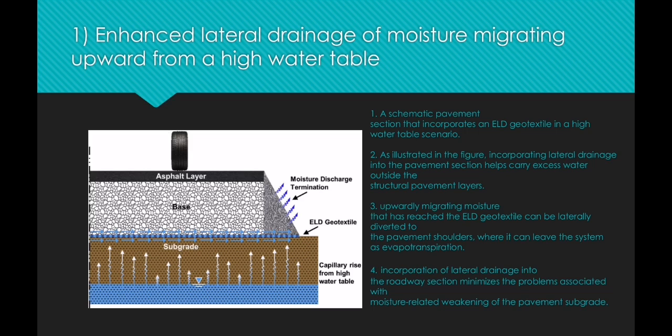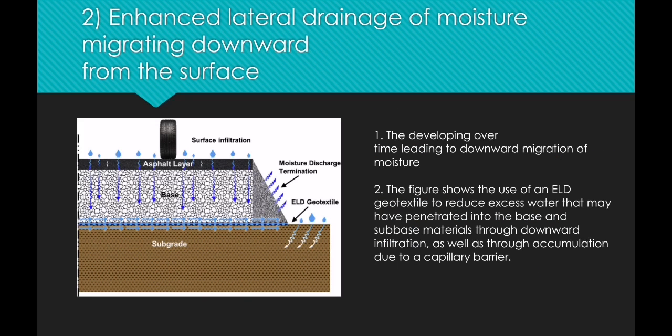Incorporating lateral drainage into the roadway section minimizes the problems associated with moisture-related weakening of the pavement subgrade. Second, efficient lateral drainage of moisture migrating downward from the surface. First, cracks developing over time leading to downward migration of moisture.